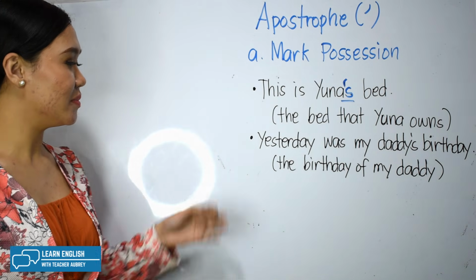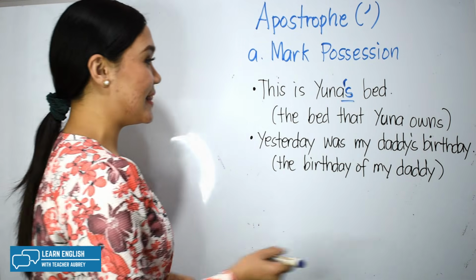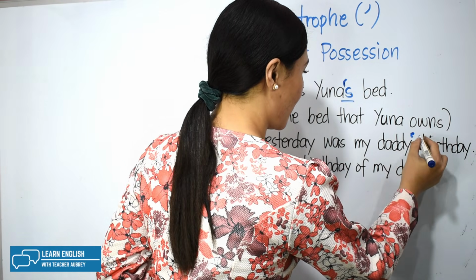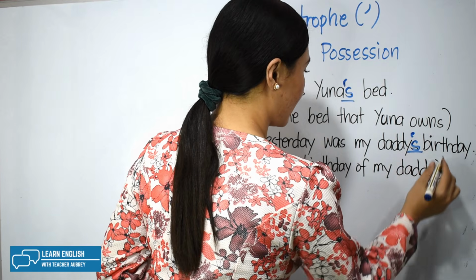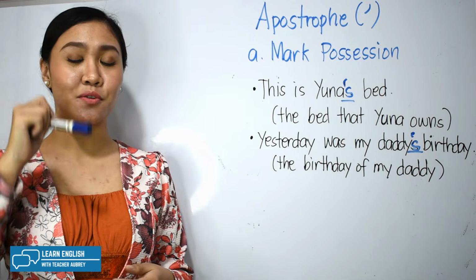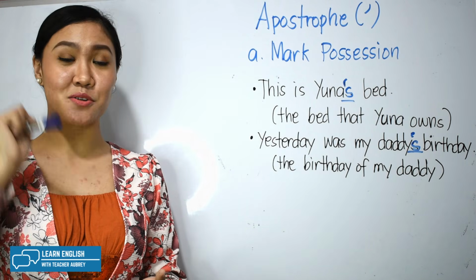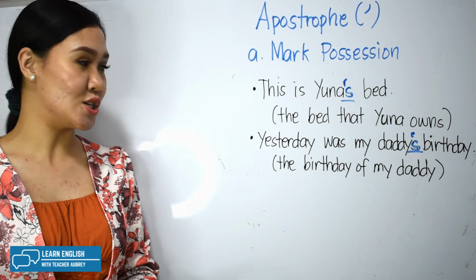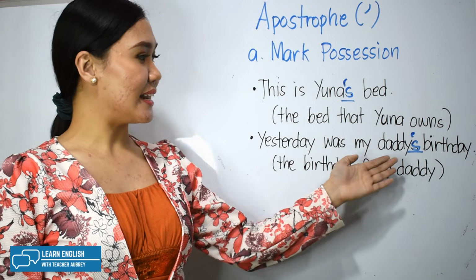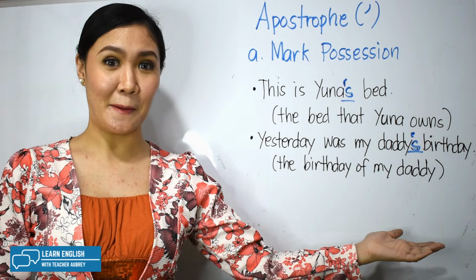Another example. Yesterday was my daddy's birthday. Daddy's birthday. Apostrophe S. To show possession, tandaan natin, after apostrophe, dun sa pangalan ng may-ari, lalagyan din natin ng S. Apostrophe S. And that will show possession. Yesterday was my daddy's birthday. Ibig sabihin, yung birthday na yon ay sa daddy niya.